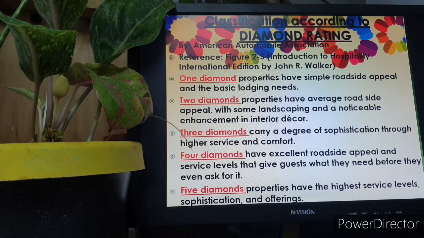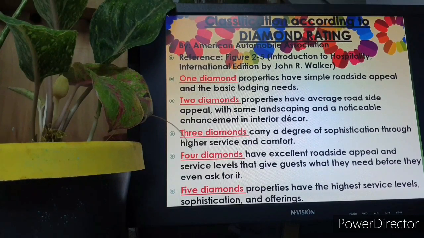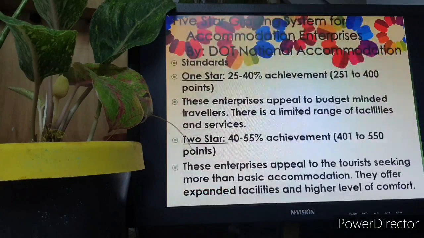And last but not least, we have the 5 diamonds. Properties have the highest service levels, sophistication, and offerings. One of the characteristics is luxury, of course, and accommodations are first class. So that's the classification according to diamond rating. Let's move on.